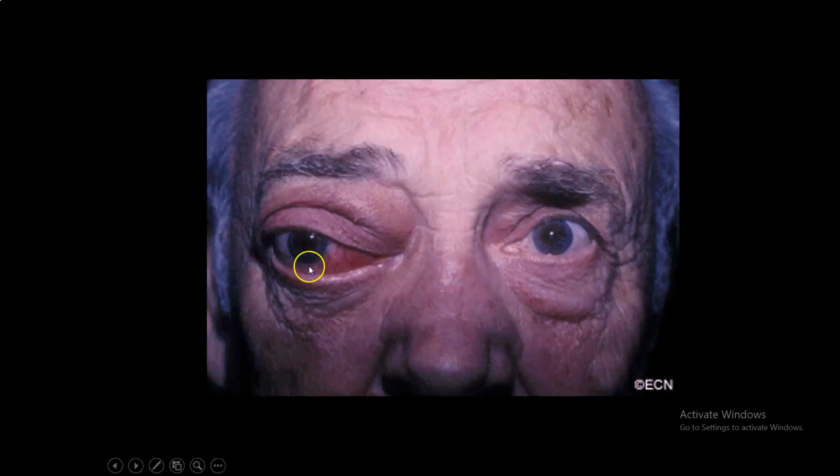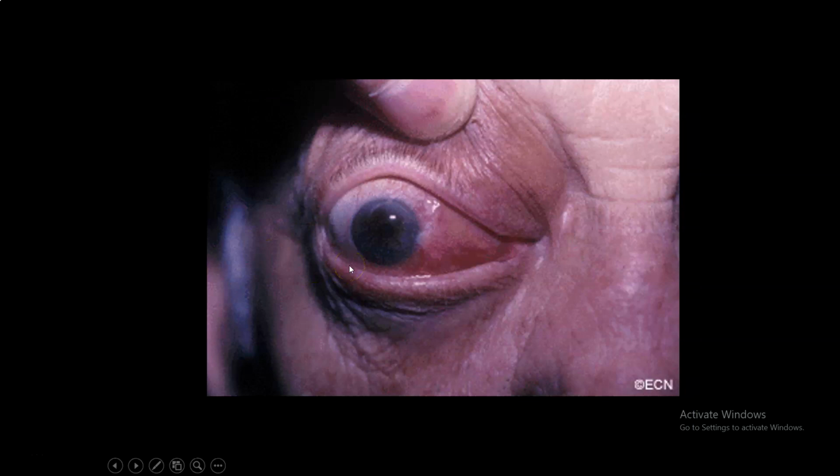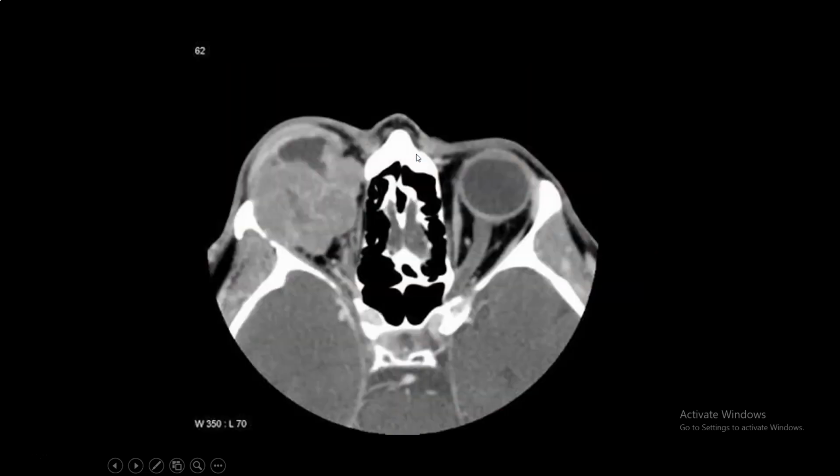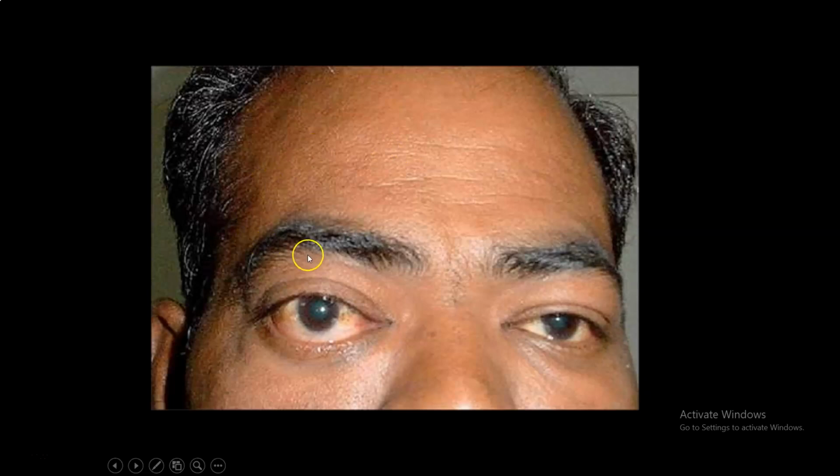And this is a case of acute onset of orbital pseudotumor. You get inflammation of the eye, redness of the conjunctiva, edema of the upper lid and rapid proptosis. And the second type is the chronic form. You get gradual progressive proptosis. You think it's a tumor, but it is a pseudotumor.